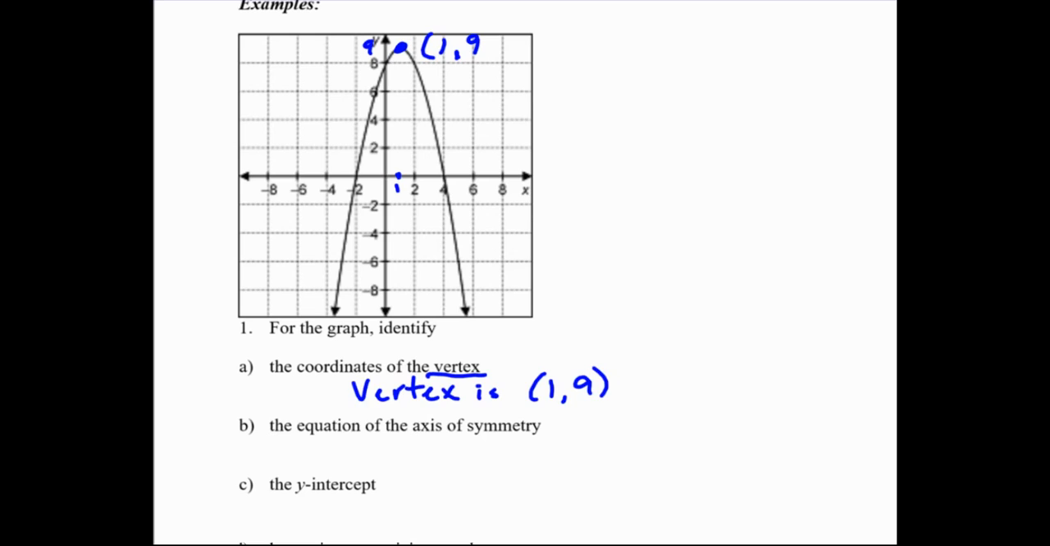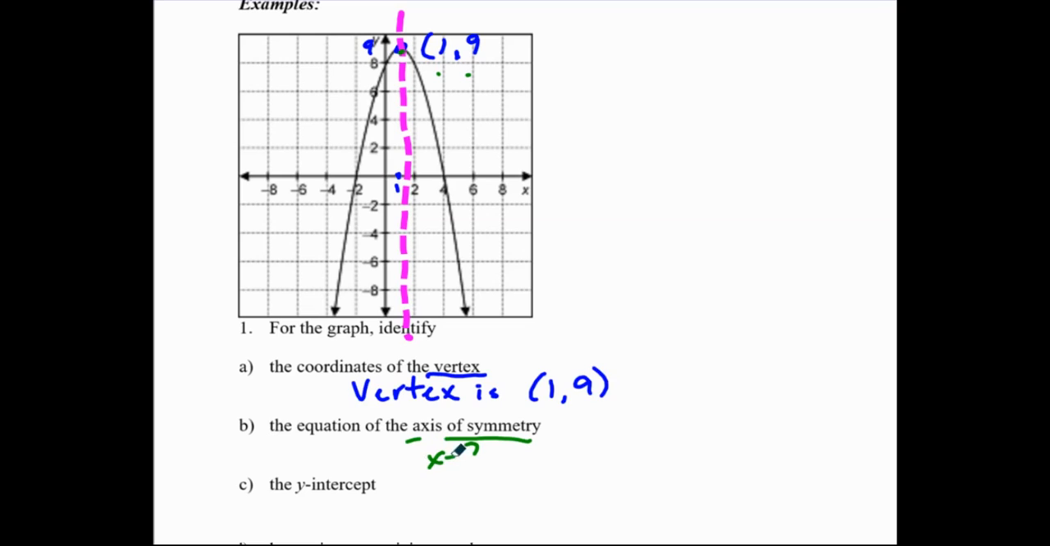Next, it asks us what is the equation of the axis of symmetry. Remember, the equation of an axis of symmetry must look like x equals something. If we look at where our axis of symmetry is, it goes through the center. That's not a great center, but we see that it's here. It's at x, sorry, y, oh boy.